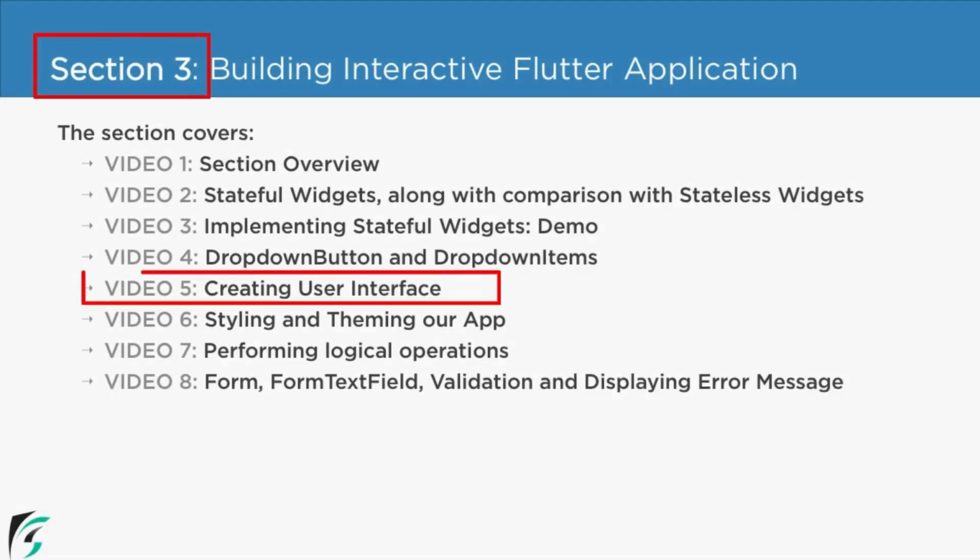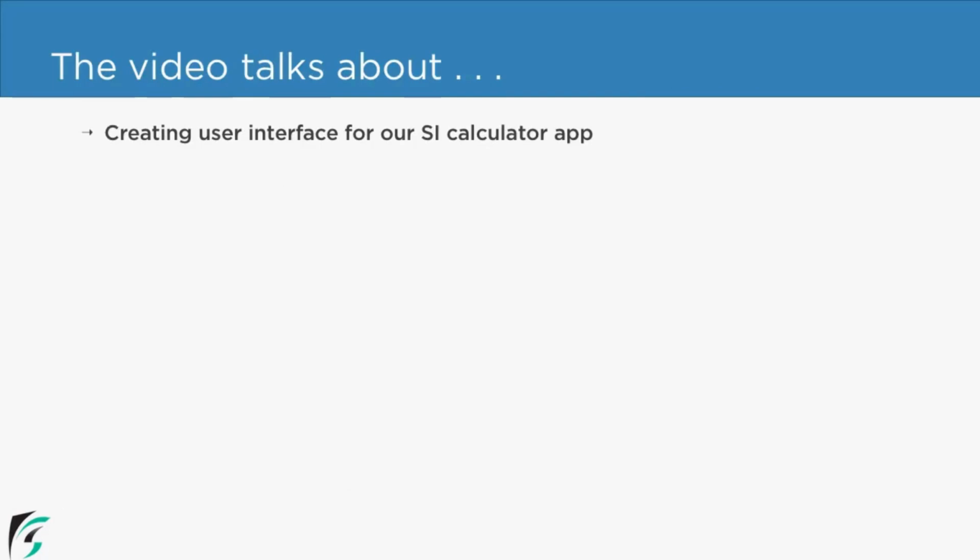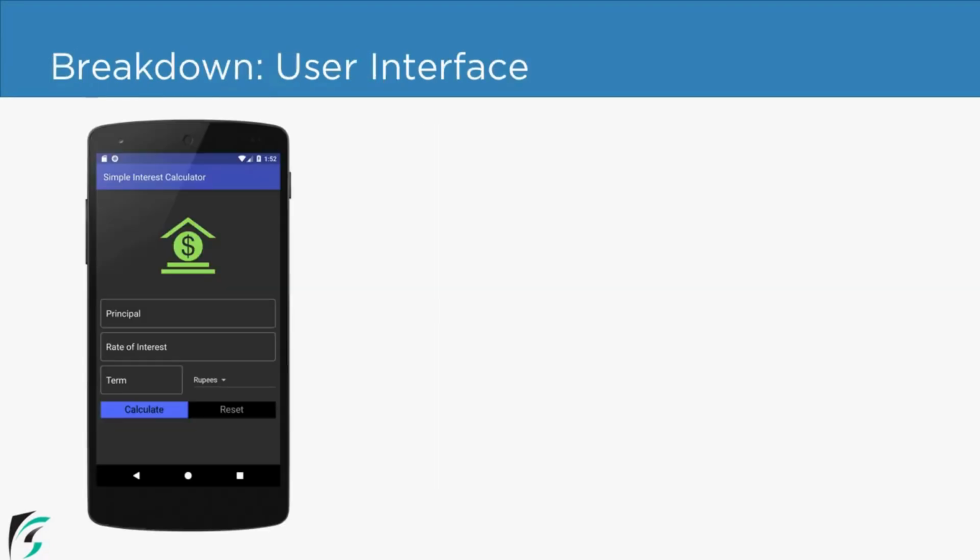Currently we are in section 3 and we are about to check out the 5th video of this section. In this video we will start creating our user interface for the simple interest calculator application. For the sake of simplicity, let us break down our application into smaller pieces.